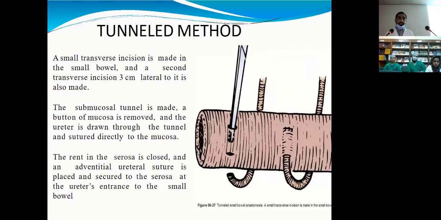The tunnel method. A small transverse incision is made in the small bowel. A second transverse incision 3 centimeters lateral to it is also made. The submucosal tunnel is made, a button of the mucosa is removed, and the ureter is drawn through the tunnel and sutured directly to the mucosa. The rent in the serosa is closed, and the adventitial ureteral suture is placed to secure the serosa at the ureter entrance to the small bowel.